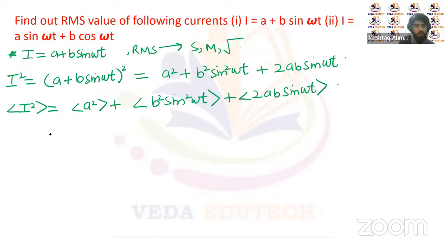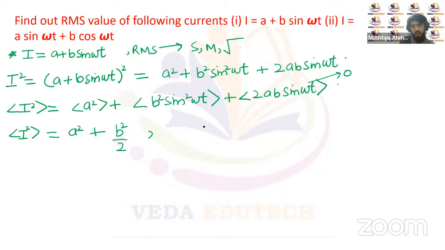Average of A square will be nothing but A square only, right? B square is a constant, so it will be taken out of this average. And the average of sine square omega t is 1 over 2. And we know that the average of sine theta is once again 0. So this term will go to 0, so its average will be equal to 0. So this is the value of the average of current square. This is our I square.